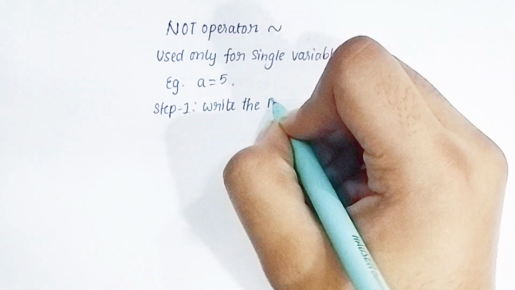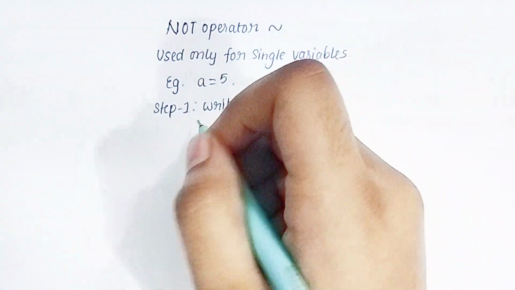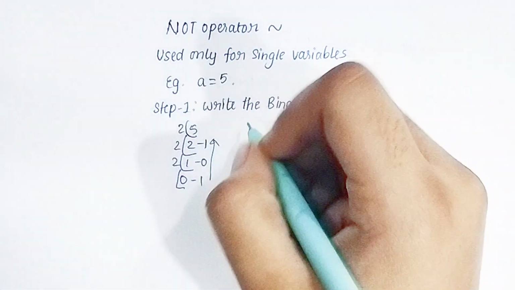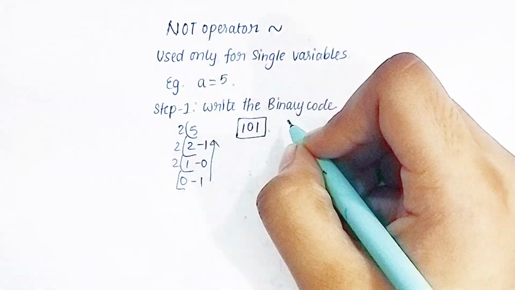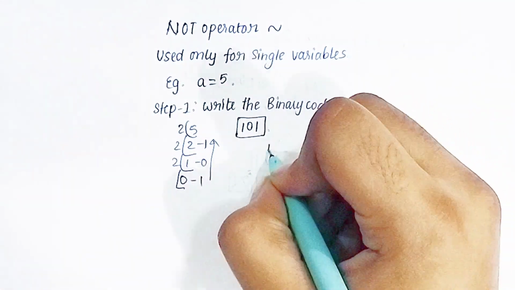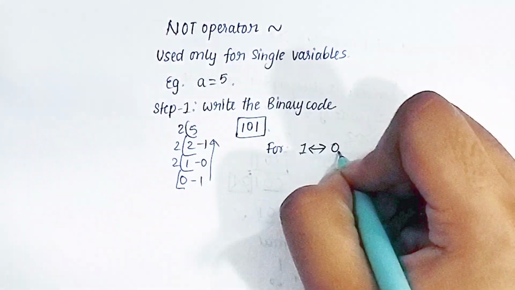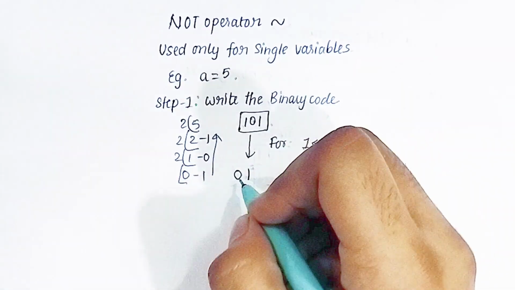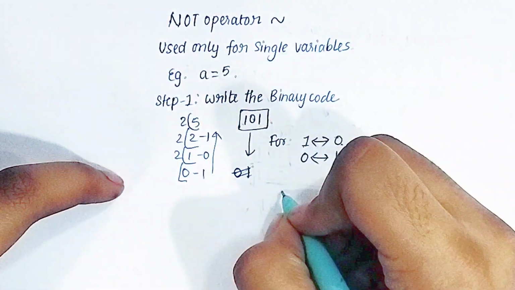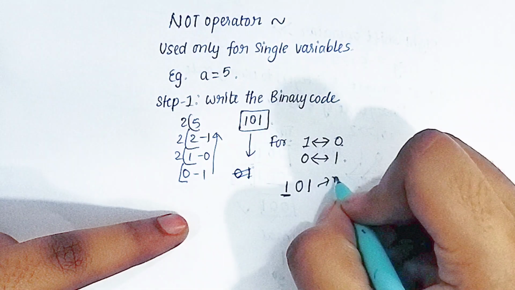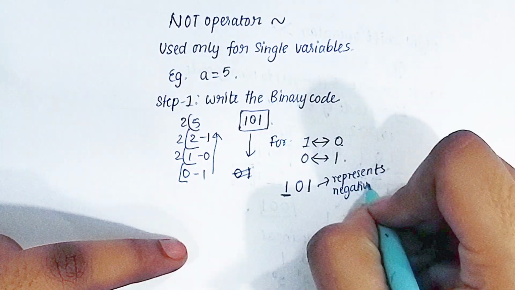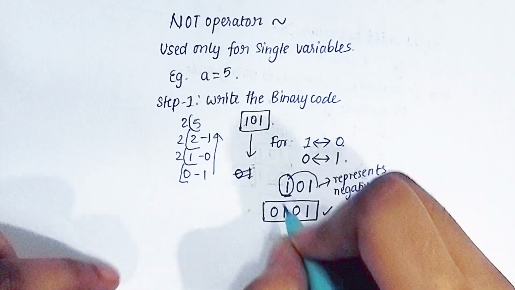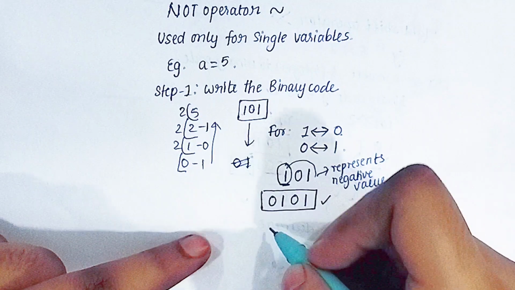First of all, the basic thing is to convert the number to binary code. By converting it, we get the binary code 101. Using the NOT operator, whenever we have a 1 we interchange it with 0, and for 0 we write 1. But basically we need to know one thing: a 1 in the leftmost position represents a negative value in any binary code. So we have to write an extra 0 on the left side.